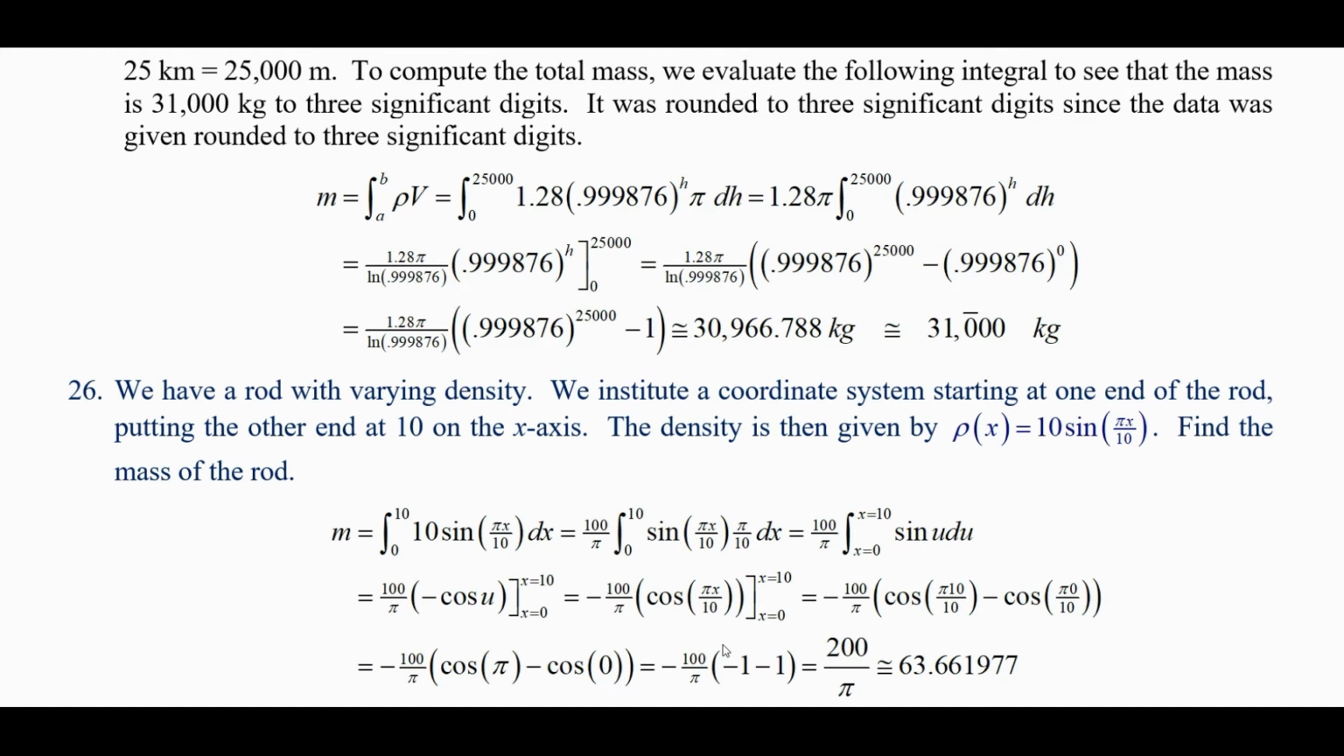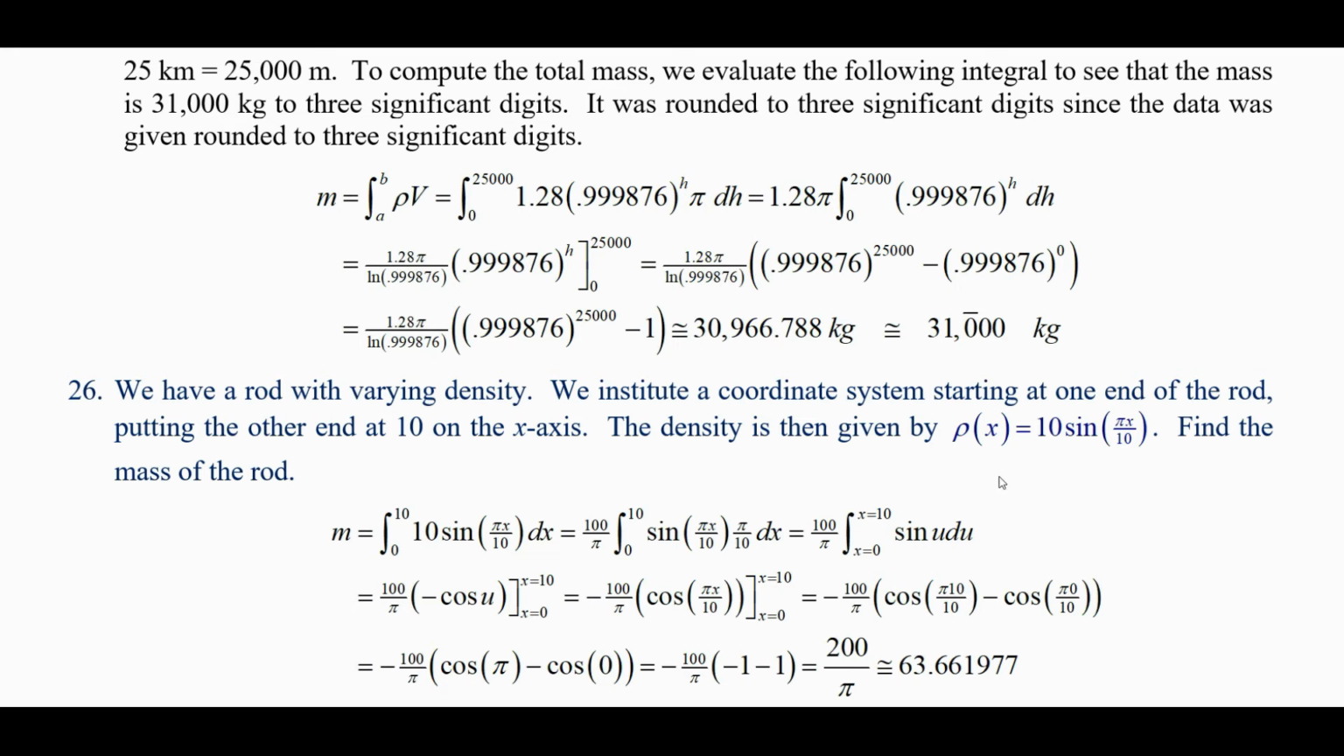Here's another one. We have a rod with varying density. We institute a coordinate system at one end of the rod, putting the other end at 10 on the x-axis. So the rod runs from 0 to 10. The density is given by rho of x equals 10 sine of pi x over 10, and that's really per linear unit, like some mass per linear unit. And find the mass of the rod.